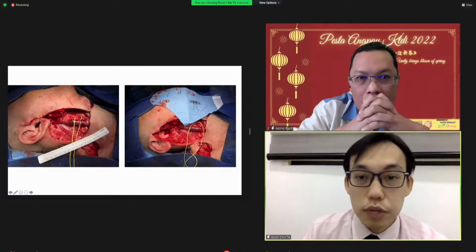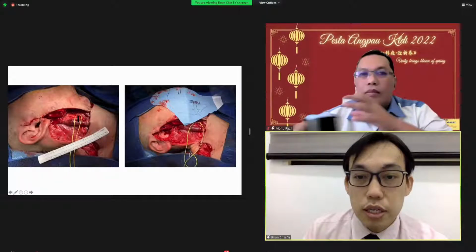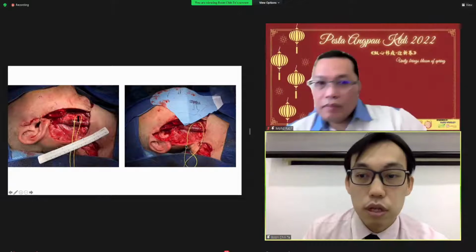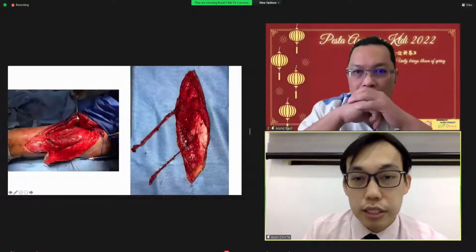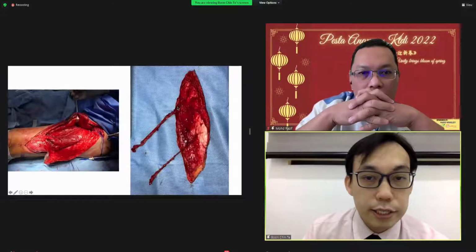So this anterolateral thigh flap harbors the skin. The blood supply is a descending branch of the lateral femoral circumflex artery. This too is a perforator vessel used for anastomosis later.